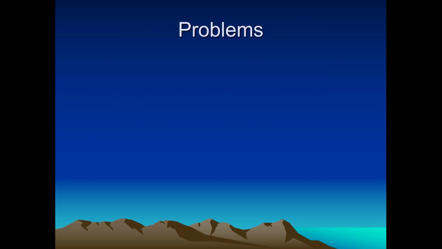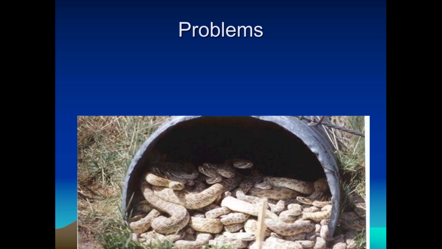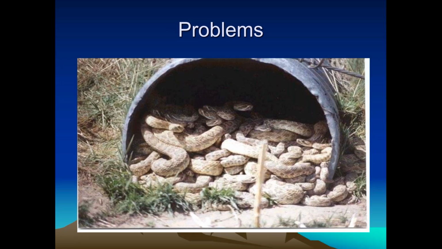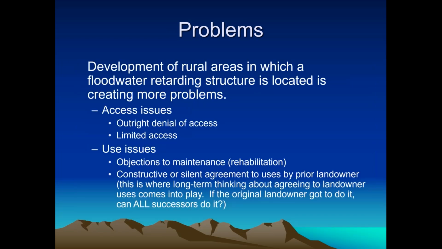And so I want to talk a little bit about some of the problems that arise with easements. For those of you that can't see my next slide, I have an outlet pipe, and it's full of rattlesnakes. So it's a good example of some problems that will arise. This one, of course, would be during an inspection. But I'm going to talk more about easement problems.